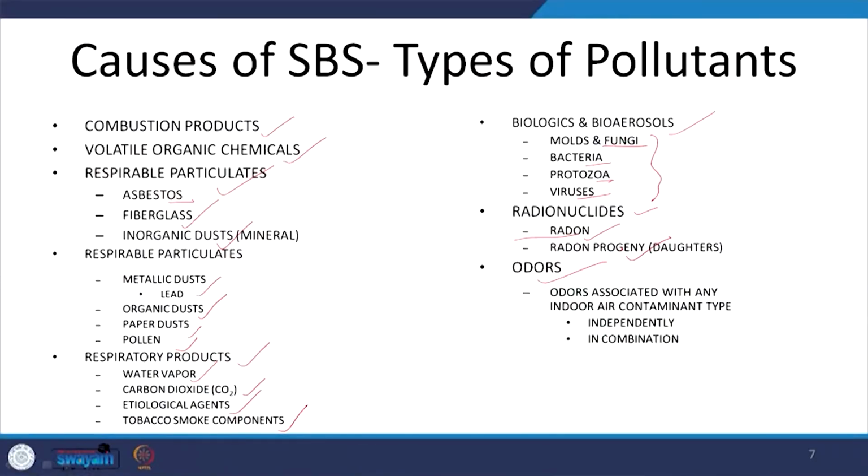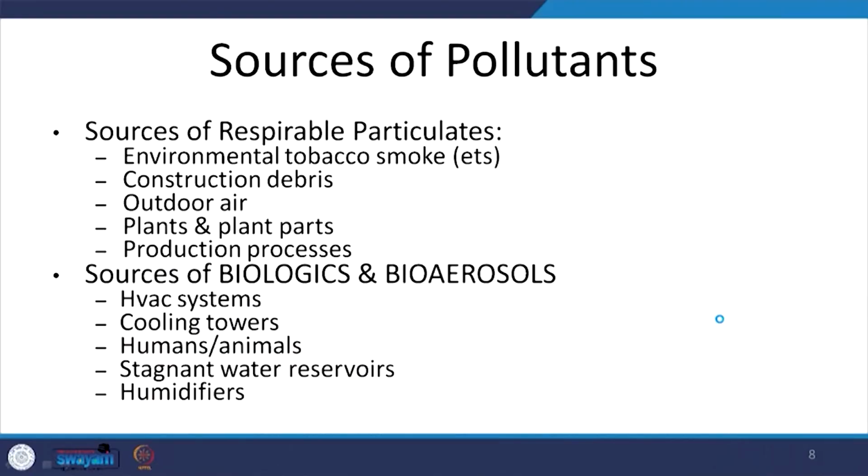So, odors, which may be associated with some contaminant, or may be independently there, or in combination. These are the different types of pollutants which cause sick building syndrome. We have already seen the different types of pollutants. The sources of these pollutants may vary. We have two types of sources, one for respirable particulates and the other for biologics and bioaerosols.